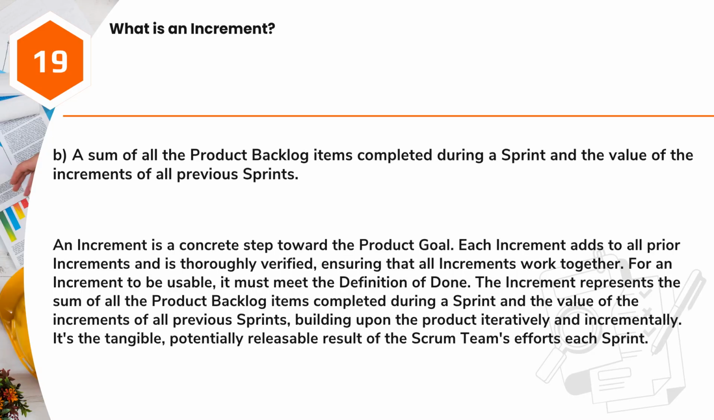Answer: B. A sum of all the product backlog items completed during a sprint and the value of the increments of all previous sprints. An increment is a concrete step toward the product goal. Each increment adds to all prior increments and is thoroughly verified, ensuring that all increments work together. For an increment to be usable, it must meet the definition of done. The increment represents the sum of all the product backlog items completed during a sprint and the value of the increments of all previous sprints, building upon the product iteratively and incrementally. It's the tangible, potentially releasable result of the Scrum team's efforts each sprint.